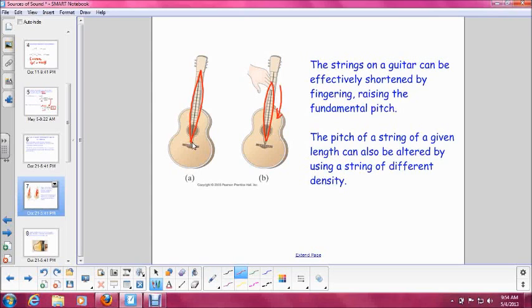But you've probably noticed that guitars have more than one string on them. They have 6 strings because the pitch of a string can be altered by the density. The thicker the string is, the lower the frequency it's going to be.